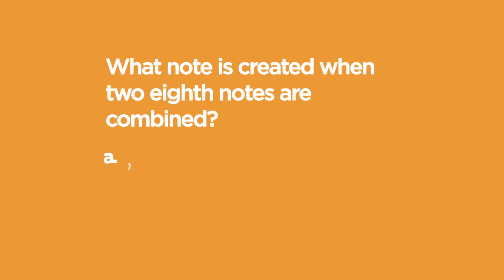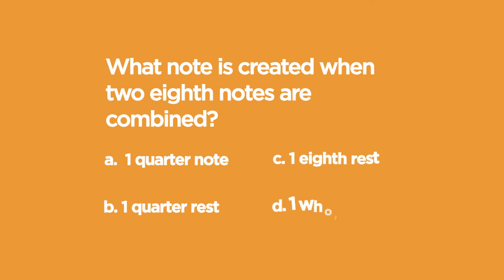What note is created when two eighth notes are combined? A, 1/4 note. B, 1/4 rest. C, 1/8 rest. D, 1 whole note. The correct answer is letter A.